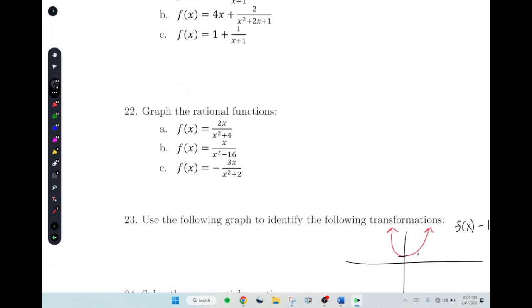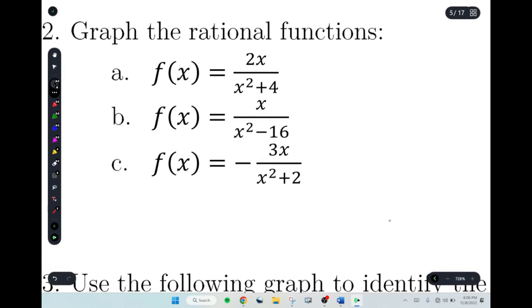What number was that graphing one? There it is. Boom.